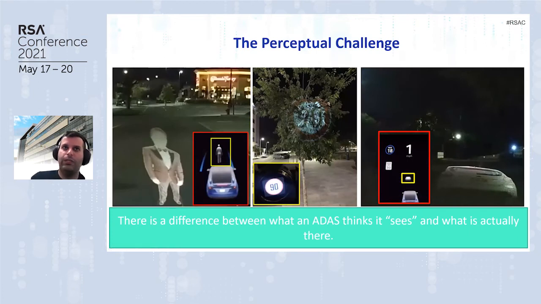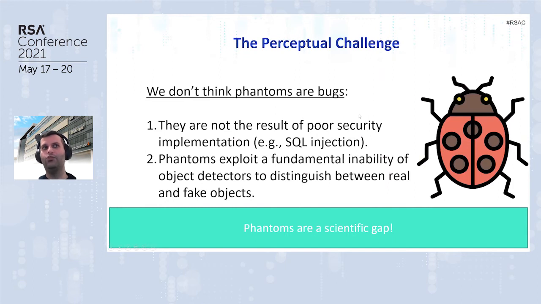Now, I think you will agree with me that there is a difference between what an ADAS thinks is there and what is actually there. And the three following pictures demonstrate this. Now, I want to note that we don't consider phantoms as bugs. They are not the result of faulty security implementation. They are not, for example, an SQL injection. Phantoms exploit the fundamental inability of object detectors to distinguish between real and fake objects. And we consider phantoms a scientific gap.